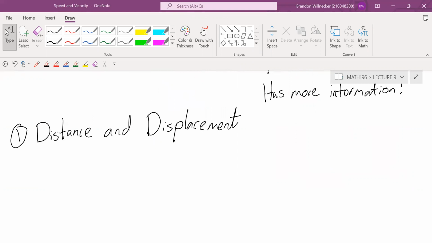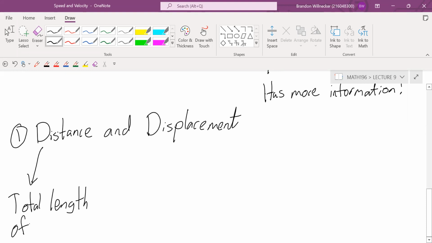Okay, so distance. So distance is the total length of your path that you took. Okay, so whether you went left for a bit and then right, or maybe you went right for a long time and then you went left, that doesn't matter. It's the total length of the path. Whichever path you took, you went left, you went right, then you went left again, doesn't matter. The total length of the path that you took, that's the distance.